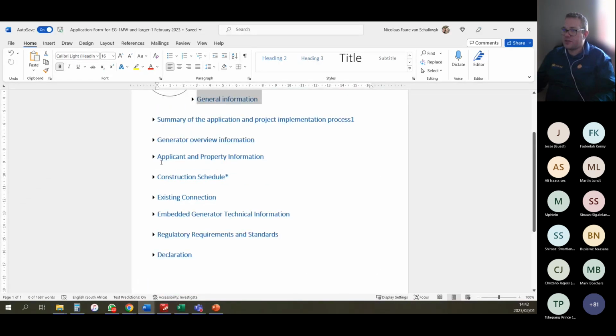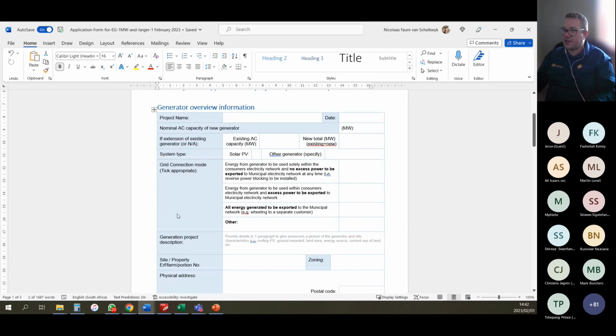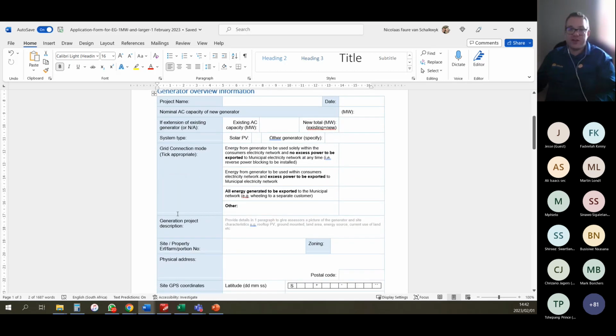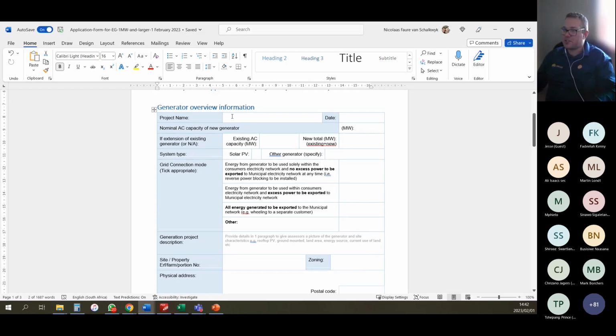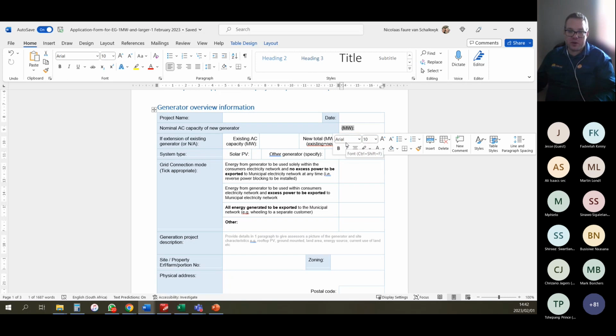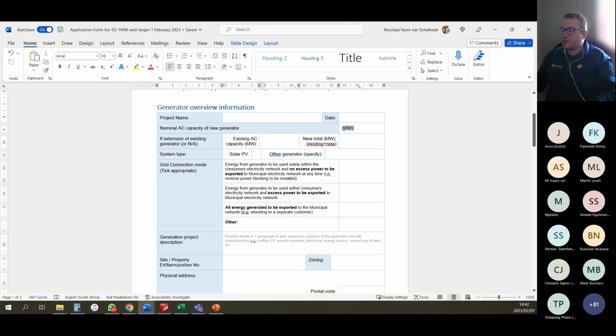If we go to the generator overview information, this is now the information about the new plant that you're going to install. So there's a project name with a date of when you plan to install it. By the way, we've tweaked this document already, so there's 1 or 2 edits we've made as well. If there's any suggestions, please let us know so that we can improve the document. So you're going to indicate, okay, what is the capacity of the new generator? Now, it could be that there's nothing. It could be that it's something that you add. And then afterwards, if I'm extending an existing generator, you need to say what is my existing capacity.